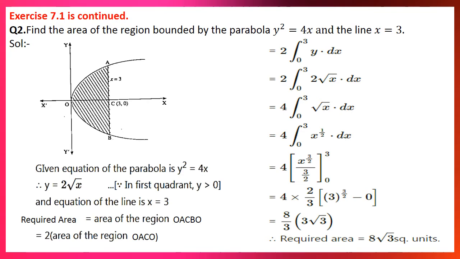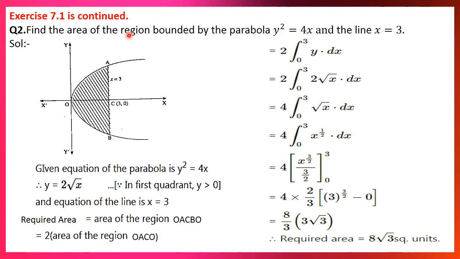Question number 2. Find the area of the region bounded by the parabola y square is equal to 4x and the line x is equal to 3. Look at the diagram. Here the parabola is in the standard form y square is equal to 4ax where a is 1. So as per the standard form, the parabola is open towards the right and whose vertex is at the origin and it is symmetric about the x-axis.